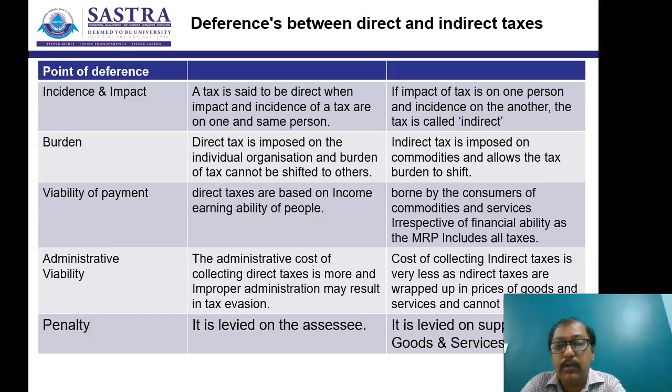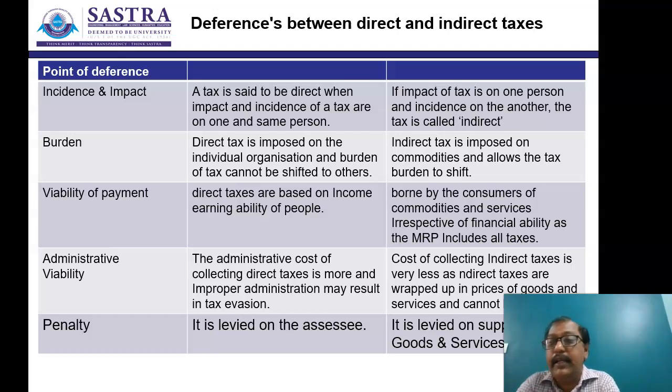Now, as I was talking about two different types of taxes, this is going to be the difference. What you see on your screen is the difference between the direct tax system and the indirect tax system. The point of difference is the incidence and impact of taxes. In case of direct tax, the tax is said to be direct when the impact and the incidence of tax is on the same person.